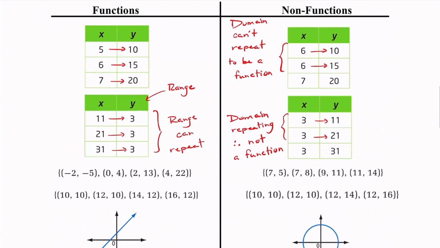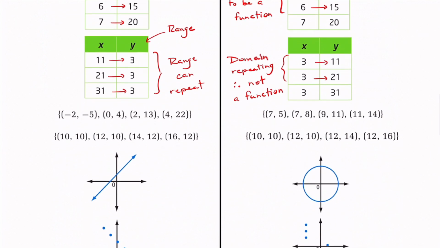Okay, so we've seen those ones. Now with these next ones, these are just points all given to us. With each one on the left here, I can see that -2 gives me -5, 0 gives me 4, 2 gives 13, 4 gives 22. So there's no repetition of this first value, so we're all good. Then with this one, we got 10 gives 10, 12 gives 10, 14 gives 12, 16 gives 12. So all of those are fine.